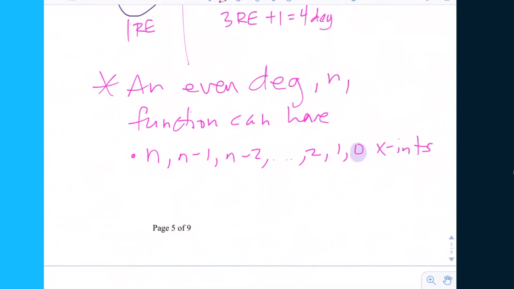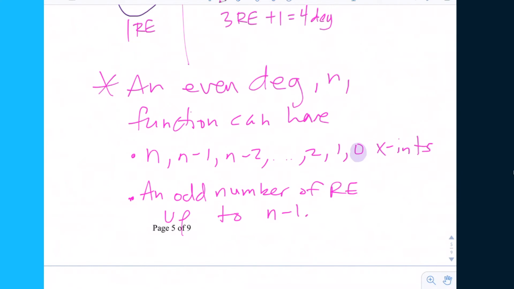And what about the relative extrema? If it's an even degree, it can have an odd number of relative extrema, REs, up to what? Maximum. Always n minus 1 for both of them. Okay, so a 12th degree polynomial can have at max 11 relative extrema. Or 9, or 7, or 5, or 3, or 1.